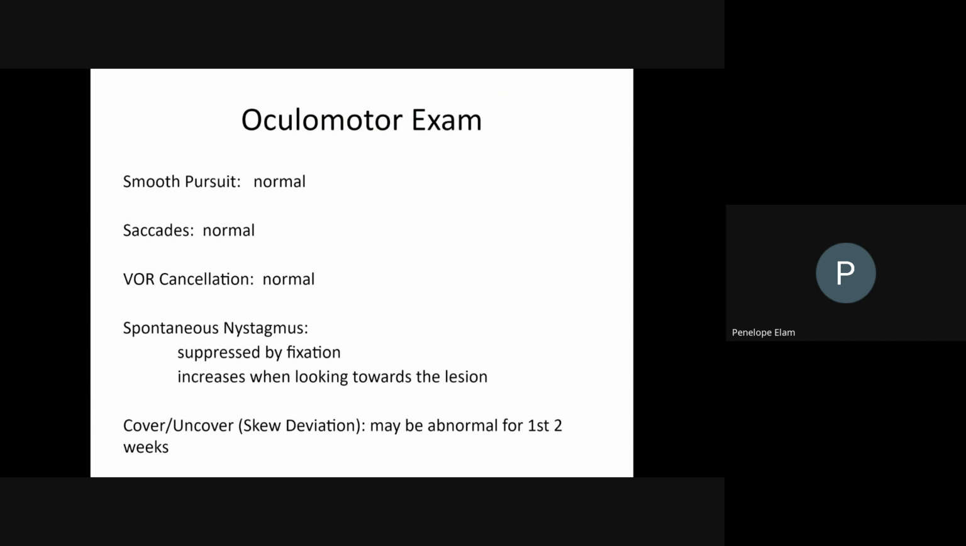Okay. So we're not seeing a central sign. Saccade should be normal as well. It's not central in nature. VOR cancellation would also be normal. But the spontaneous nystagmus, we're going to see that. Okay. But you should be able to suppress it by fixation.